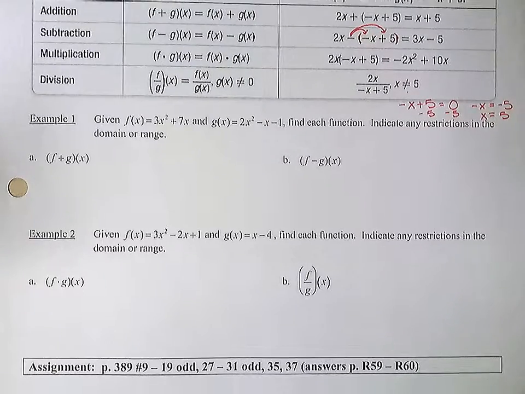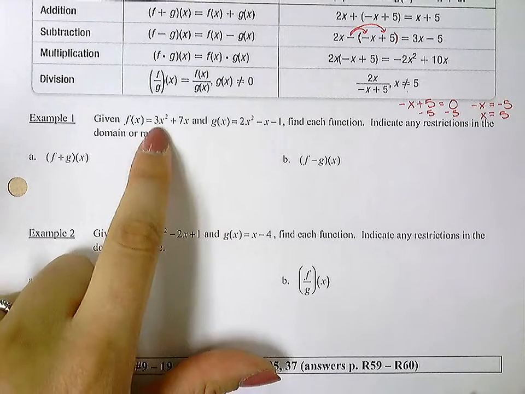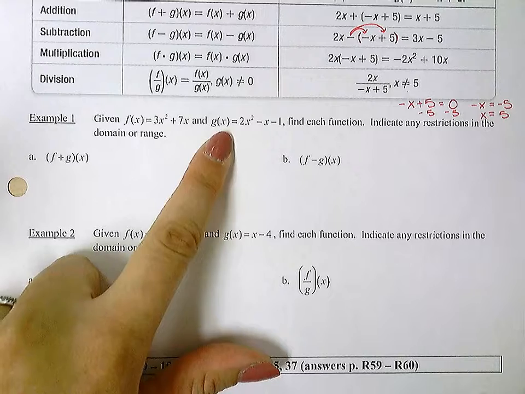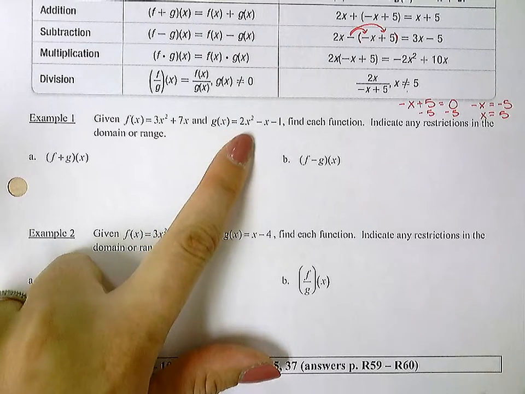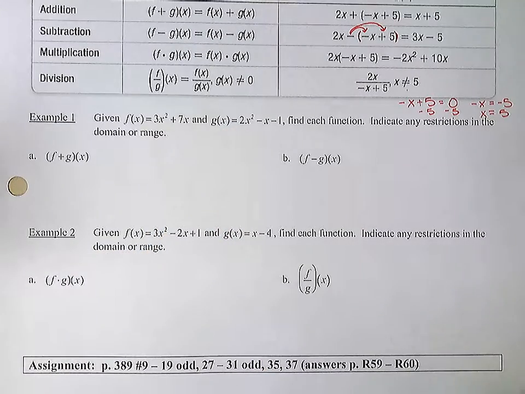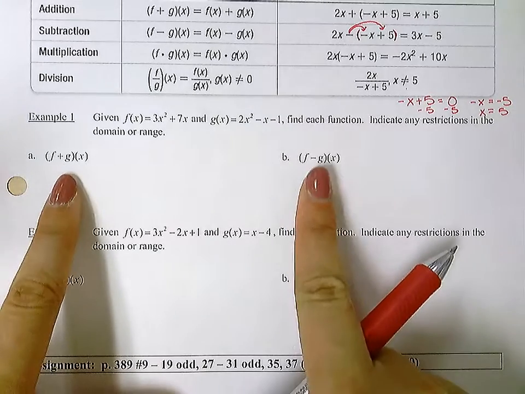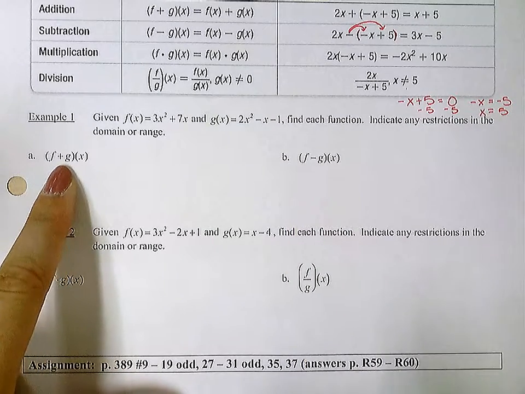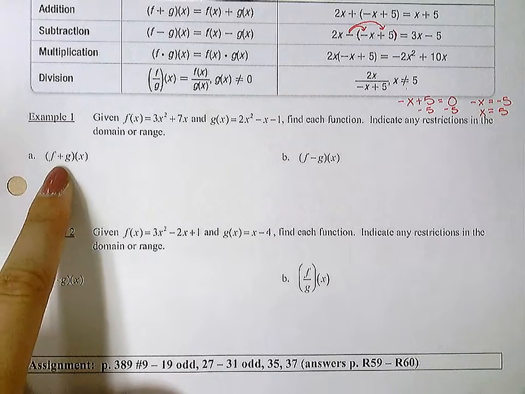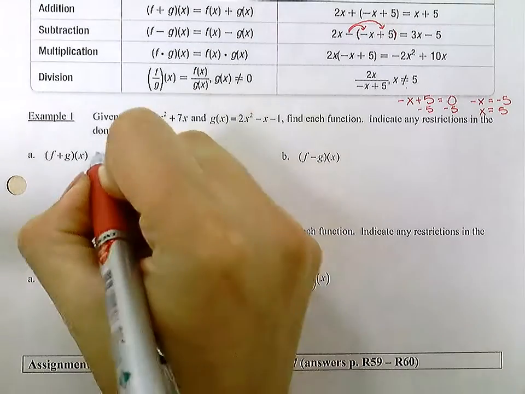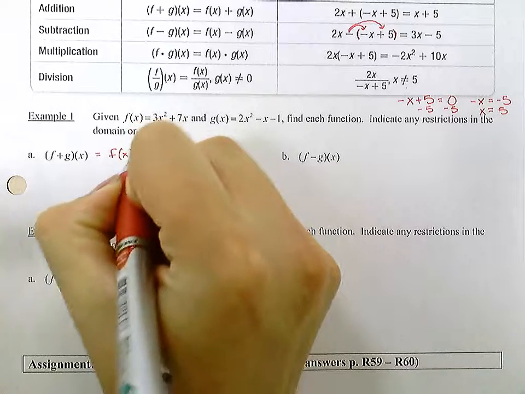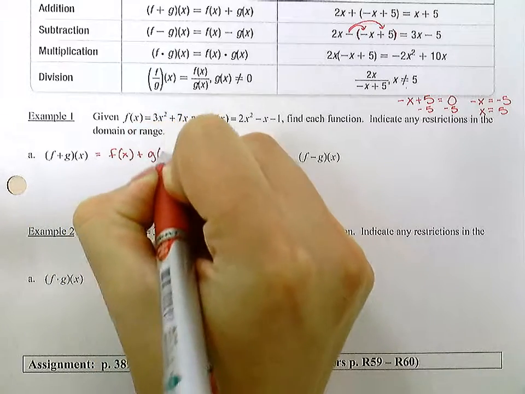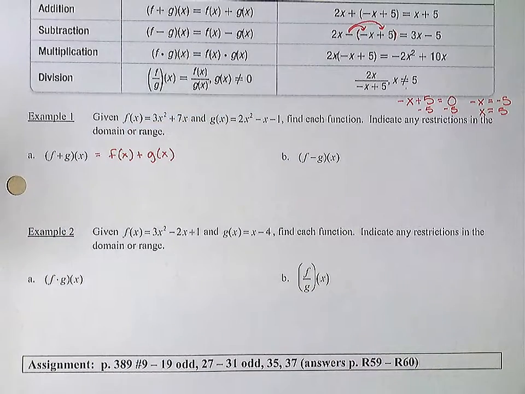All right, so then example 1. We are given f of x is 3x squared plus 7x, and g of x is 2x squared minus x minus 1. And we want to find each of these functions. So first we're going to do the addition operation. So we're going to take f plus g of x, which is just the same as f of x plus g of x.